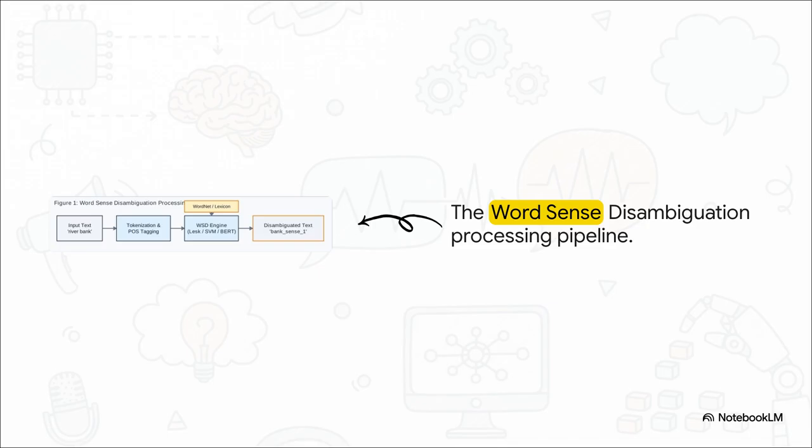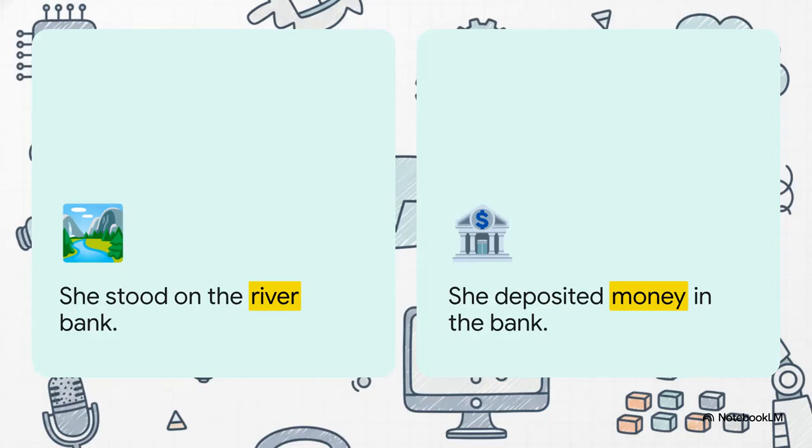Then it hits the WSD engine, word sense disambiguation. This could be an older algorithm like LESC, which literally looks up dictionary definitions of the surrounding words to find overlap. Or it could be a modern powerhouse deep learning model like BERT. And the really cool part is how this engine cross-references external databases, like WordNet, to confidently spit out a highly specific, disambiguated tag.